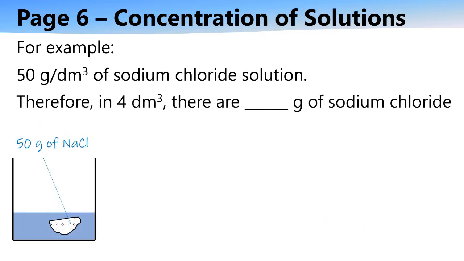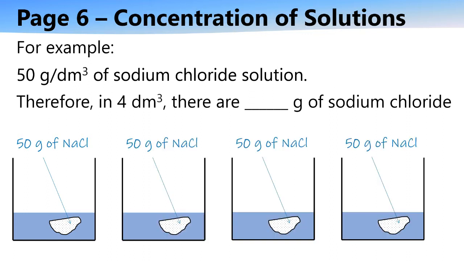Now, if I have 4 dm cube of this solution, how many grams of sodium chloride will I have altogether? So once again, this solution concentration has 50 grams per 1 dm cube. So if I have 4 dm cube of this solution, I will actually have 200 grams of sodium chloride.